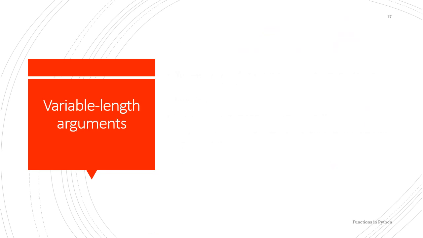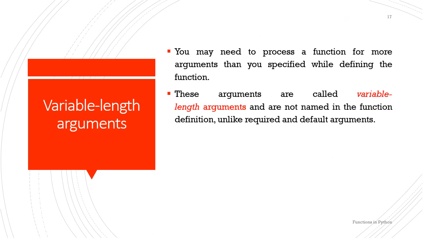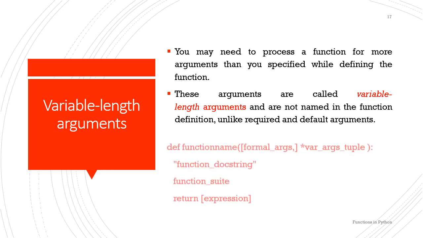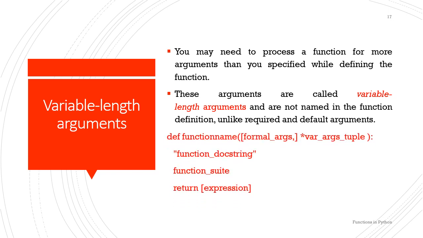Now comes the last case, variable length argument. You may need to process a function for more arguments than you specified while defining the function. These arguments are called variable length arguments and are not named in the function definition, unlike the required or default arguments. So this is how we will define a variable length argument function. Def function name, you can specify formal arguments, then star followed by the variable argument. We'll see this with an example.